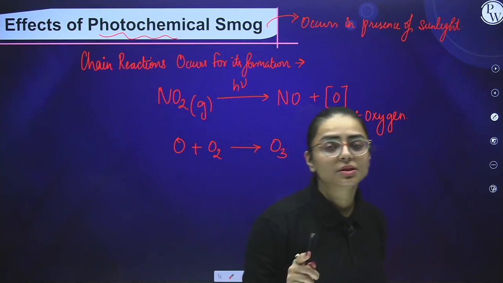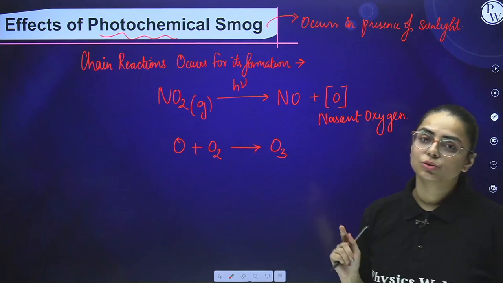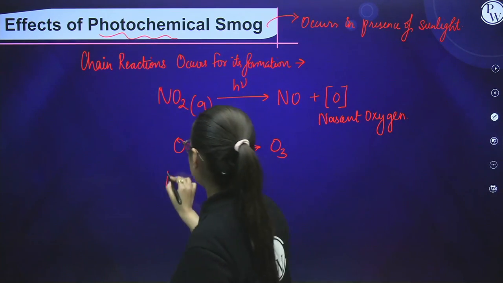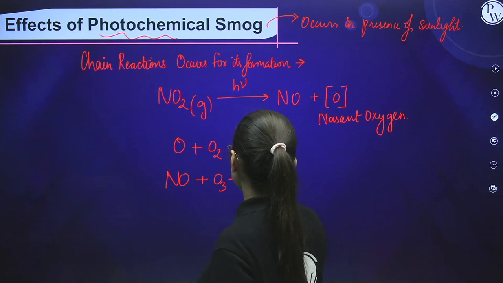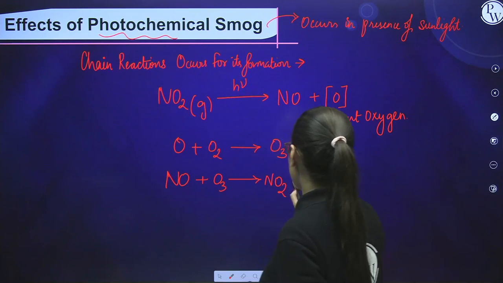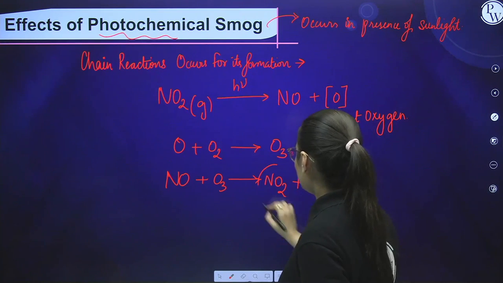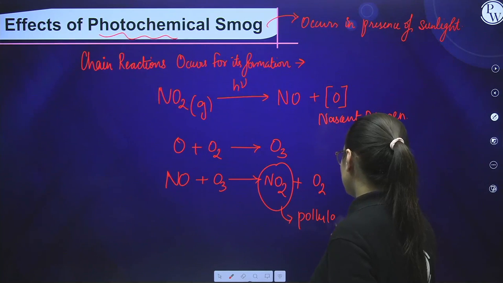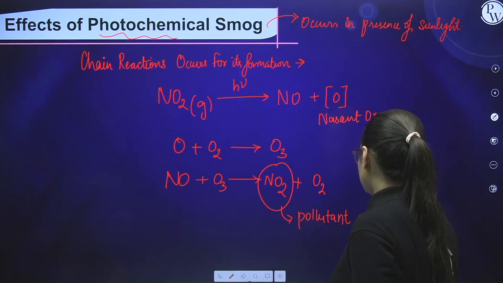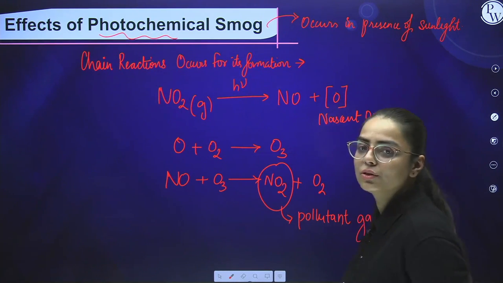Now what happens? NO on reaction with ozone, we have already seen this reaction. NO that was produced here, on reaction with O3, forms NO2 as well as O2. Now NO2, we know that it is a pollutant gas. This reaction we have already seen before. This is a pollutant gas which is responsible for causing pollution.